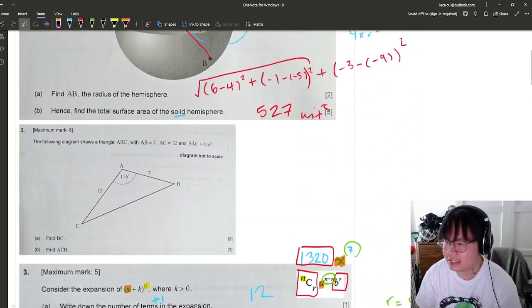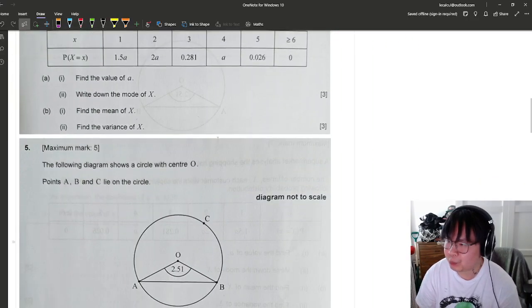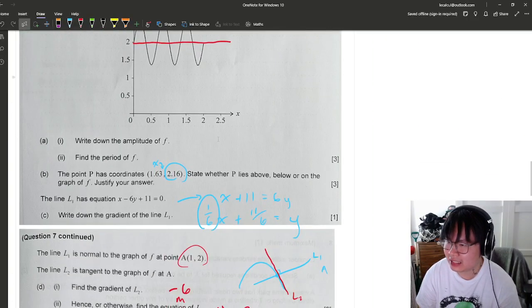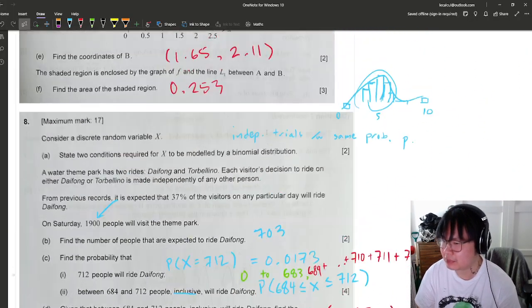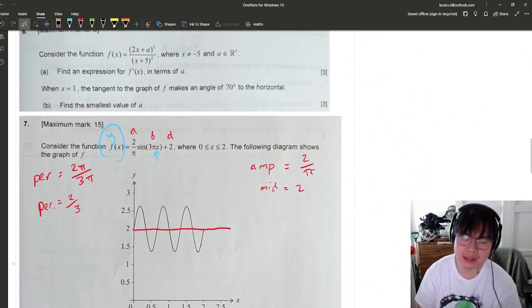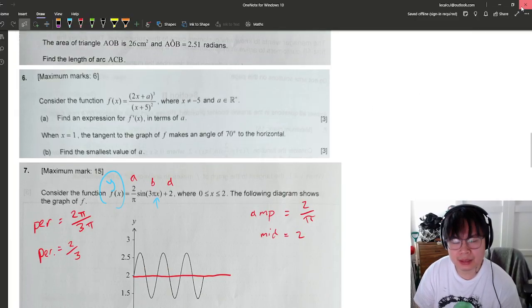Overall, I don't know, I would say this exam, this paper was above medium. Yeah, I'm going to say it's above medium. But paper 1 was pretty easy, so I think.